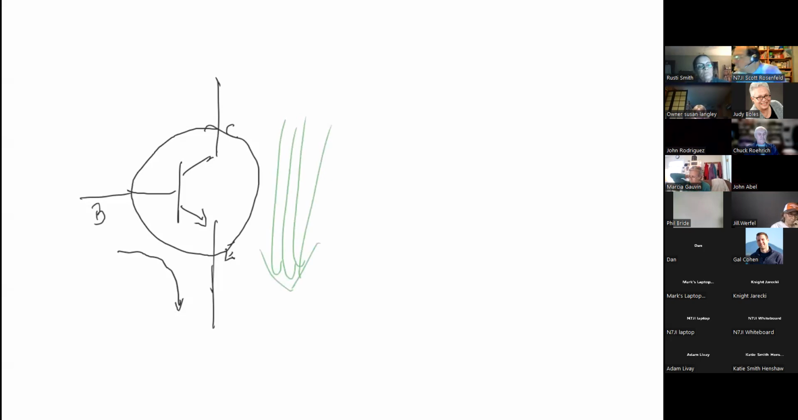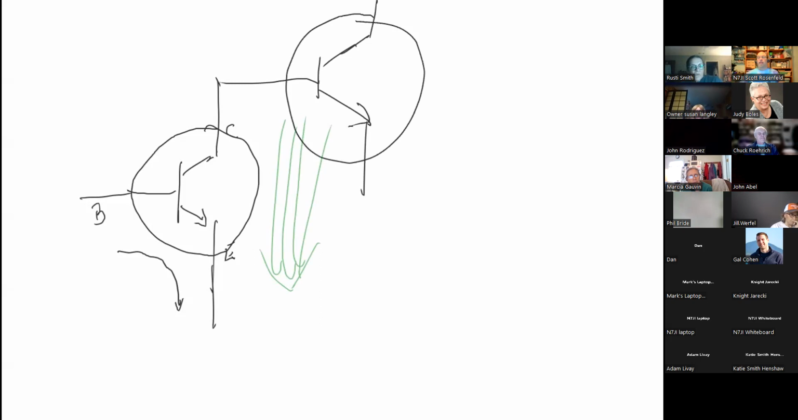Now, is there any reason that I couldn't take the small signal that's generating the big signal, and then take the big signal and run it through an even bigger transistor? Can anyone think of any reason why I couldn't do that? I can do anything I want so long as the device is big enough.